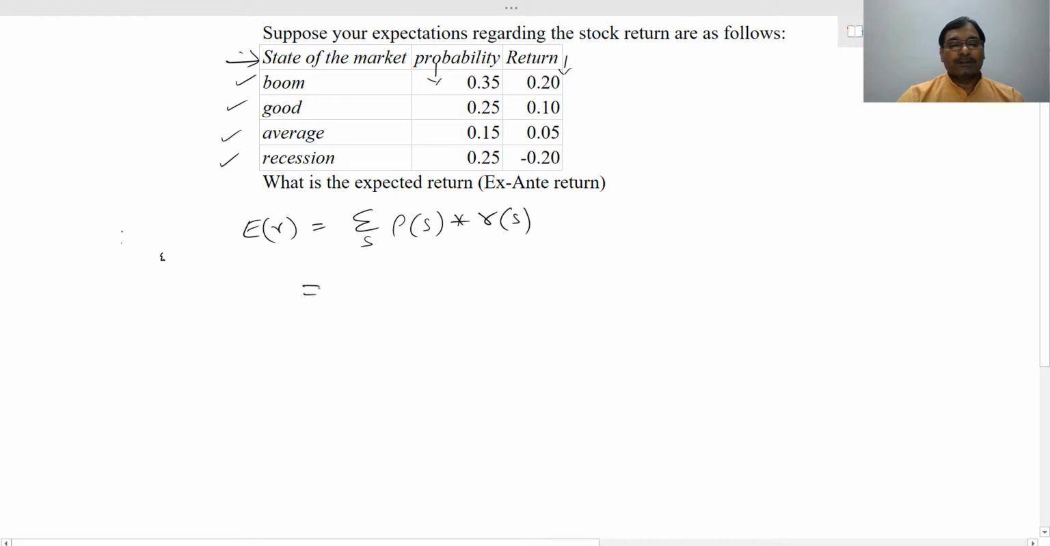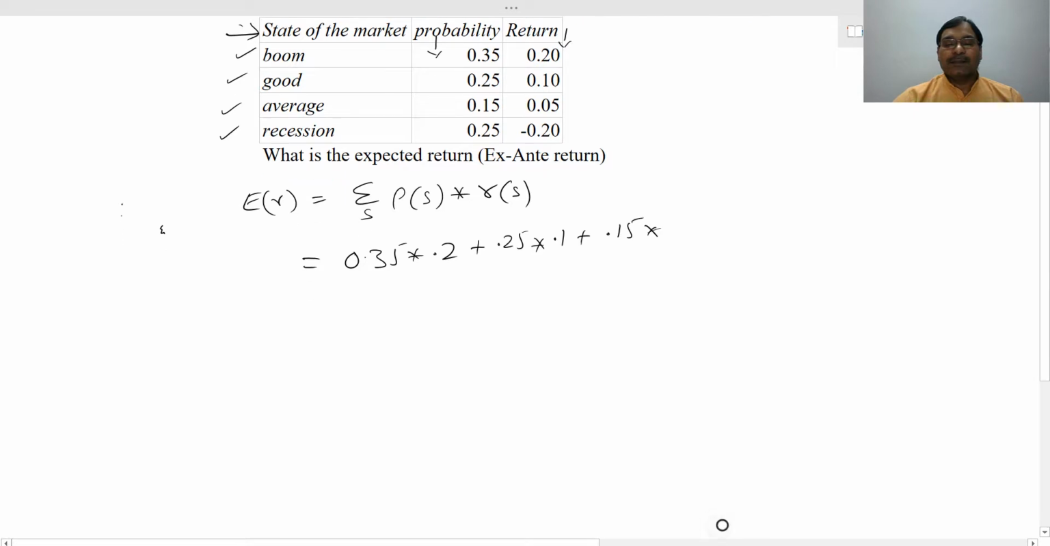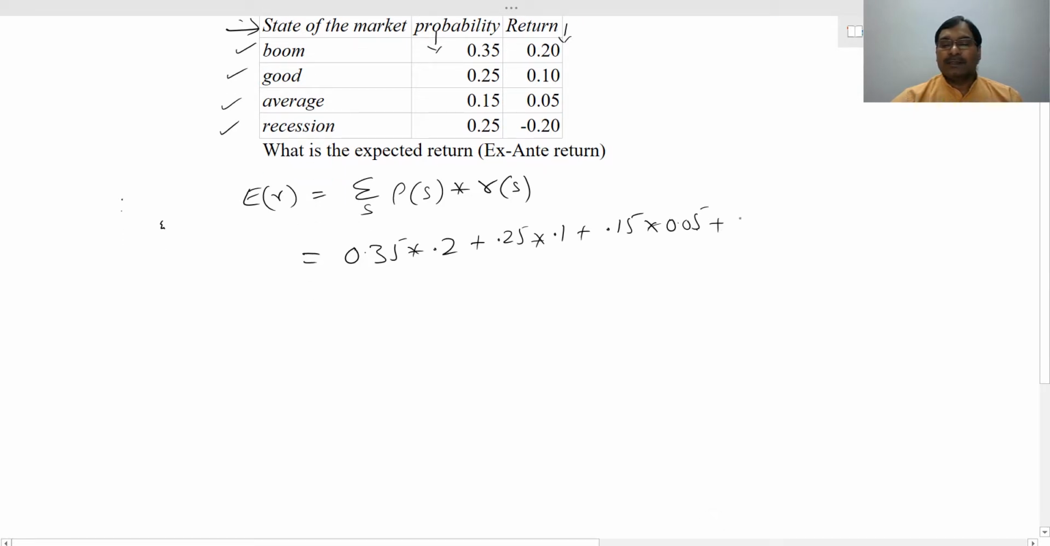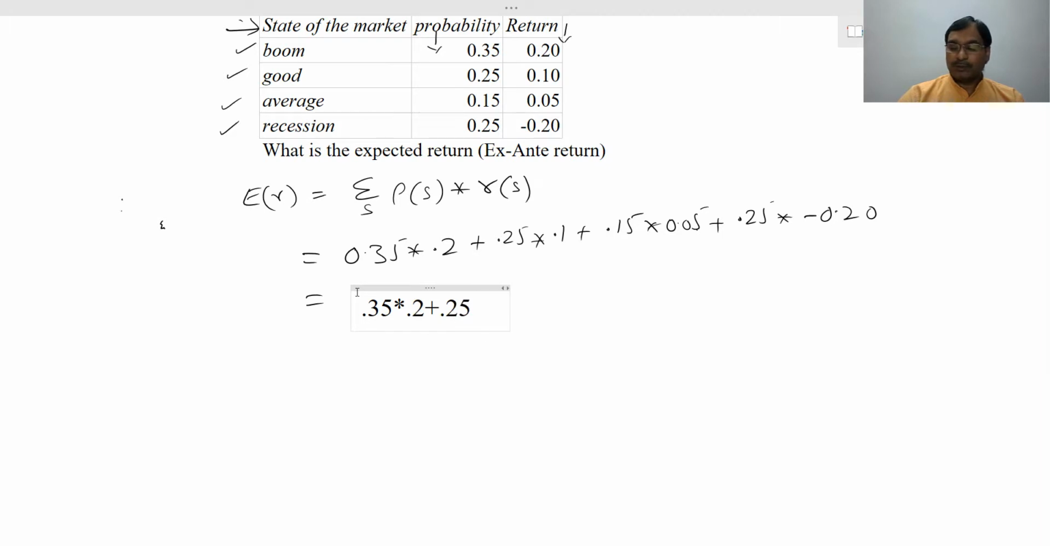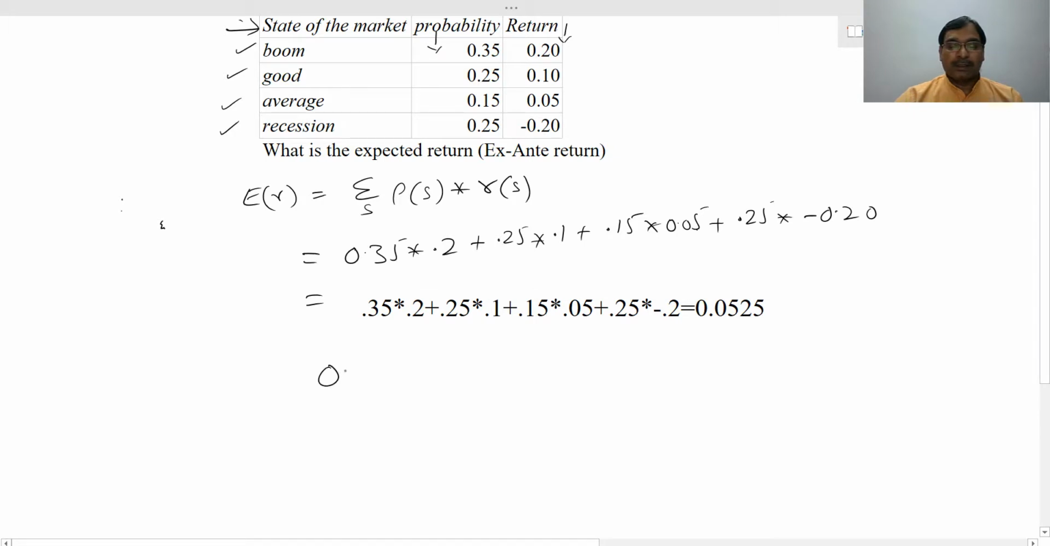So here this equals 0.35 times 0.2 plus 0.25 times 0.1 plus 0.15 times 0.05 plus 0.25 times minus 0.20, and this equals 0.35 times 0.2 plus 0.25 times 0.1 plus 0.15 times 0.05 plus 0.25 times minus 0.2. So this is 0.0525 or 5.25% is the expected return.